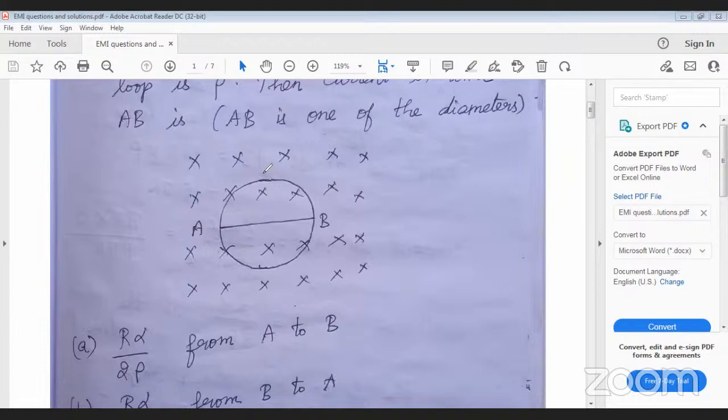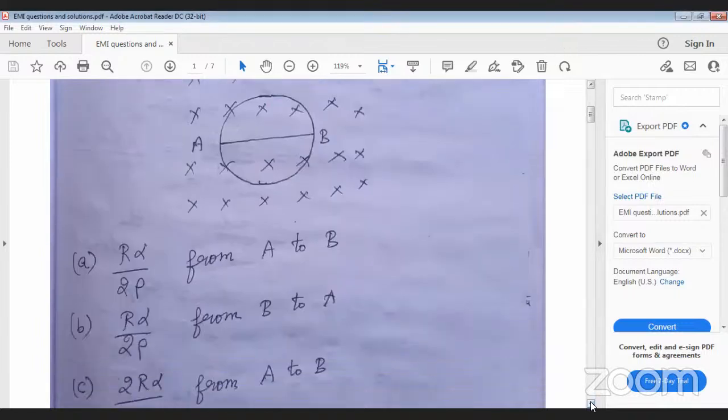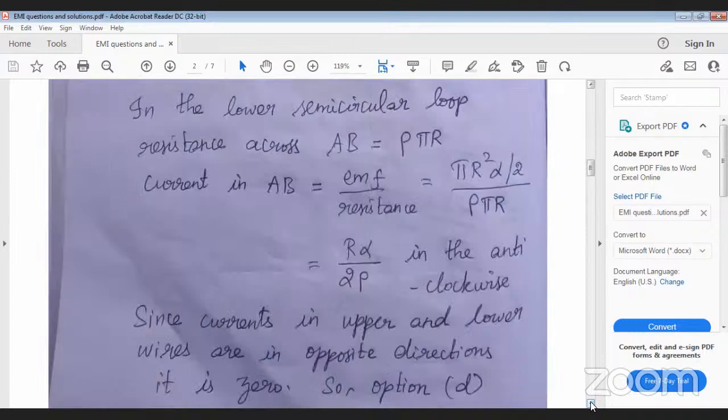So the current in the upper portion, usually it is like this. Similarly, you can calculate the current flowing through AB due to the lower portion of the circle, that is the lower semicircular portion. When you use the same formula, you will be having the same formula for the lower semicircular loop also.